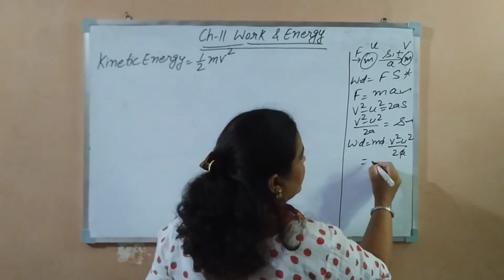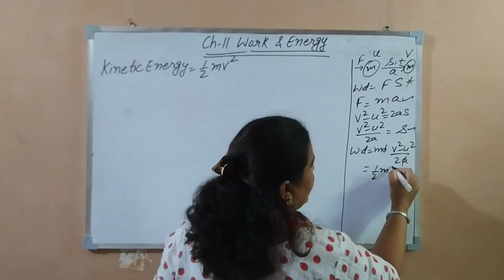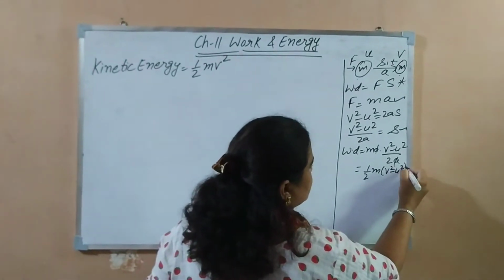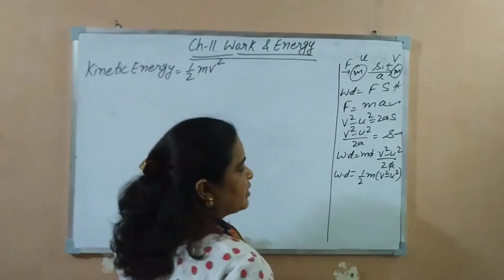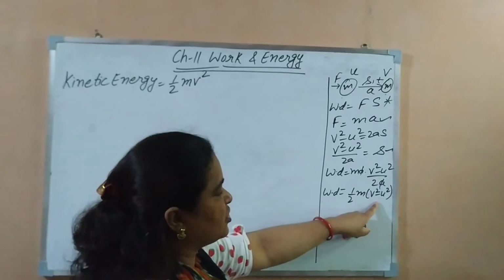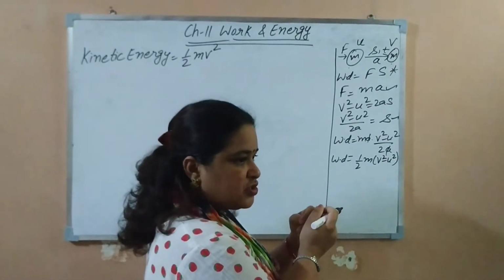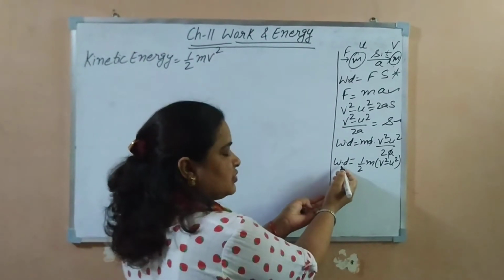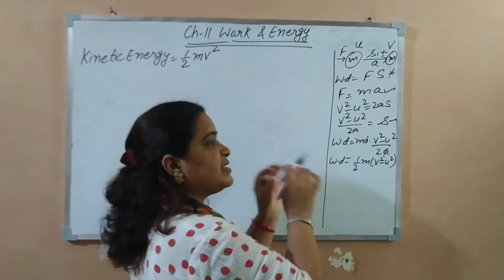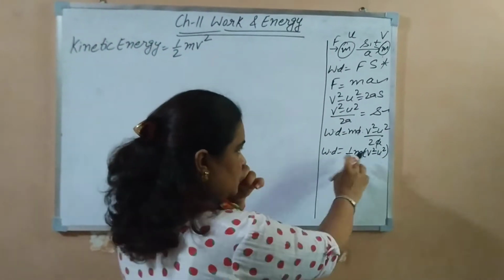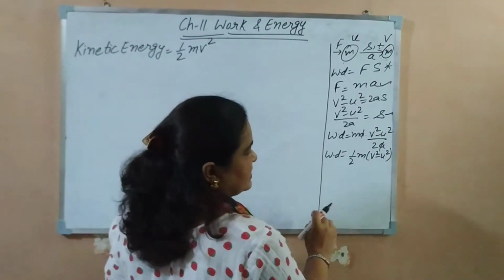a gets cancelled. So we have got 1 by 2 m into v square minus u square. So this is the amount of work done whenever there is a change in velocity of the object. So whenever there is a change in the kinetic energy of the object, it is stored, or we can say that it is the amount of work done on the body to acquire that speed or to decrease that speed.